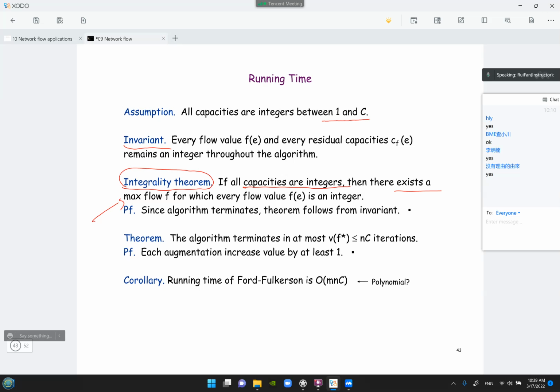Okay, right. So this integrality theorem is actually quite important because we're going to use it in multiple places to prove other things. One direct consequence of this integrality theorem is that we can now analyze how much time it takes for Ford-Fulkerson to terminate. Because we can say that the Ford-Fulkerson algorithm terminates in at most n times c iterations.